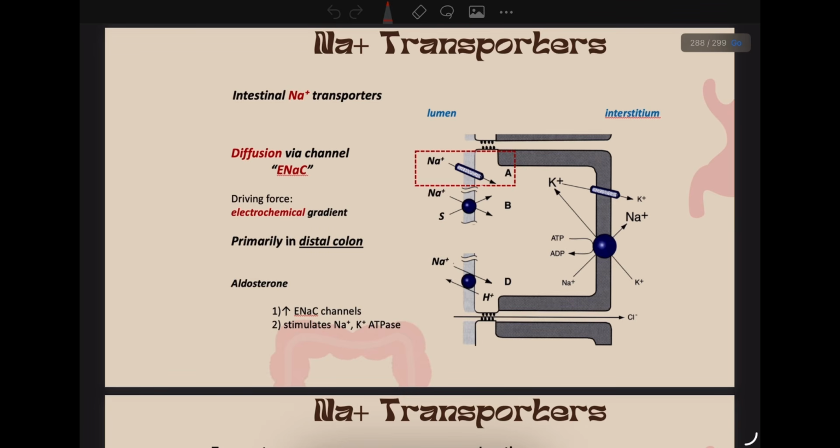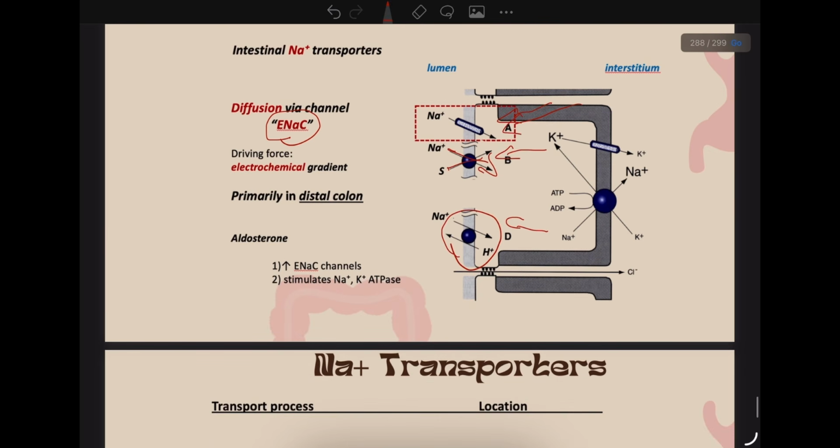Now, sodium transporters. Here I want you just to know that we have 3 transporters that are mainly causing the sodium absorption in the large intestines. The main one being the sodium channels, the normal sodium channels. Or it could come with other molecules such as sugar and amino acids like we discussed before. Or it could be by this antiporter.